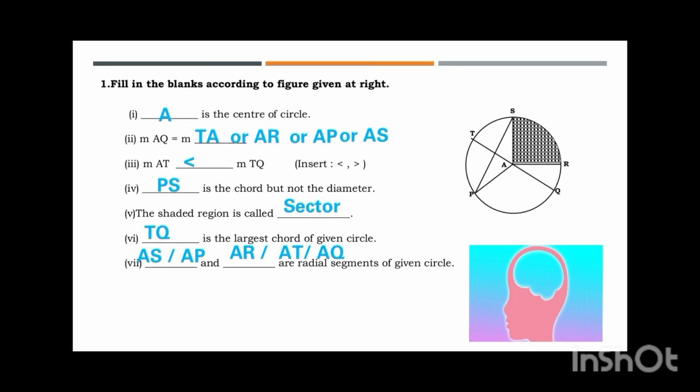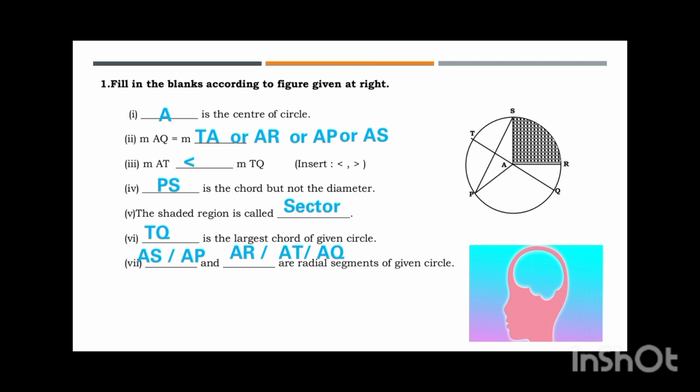Now we'll fill in the blanks according to the given figure. The radii of circle A: measurement AQ is equal to measurement TA or AR or AP or AS, and measurement AT is equal to measurement TQ. Dash is a chord but not a diameter. PS is a chord but it's not a diameter, because it's not straight and it doesn't have any radius inside it.